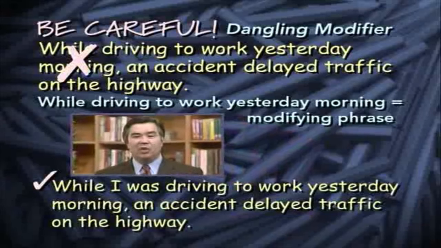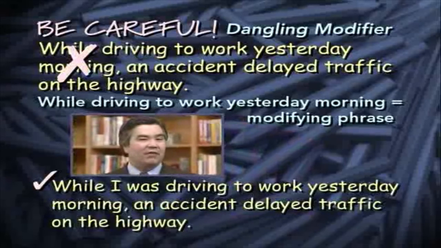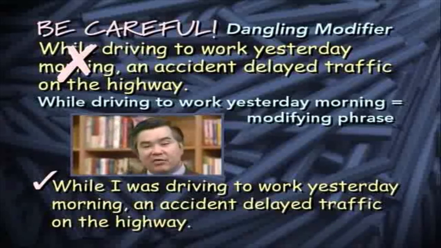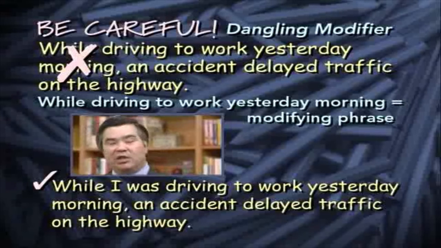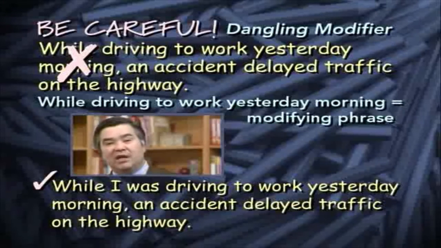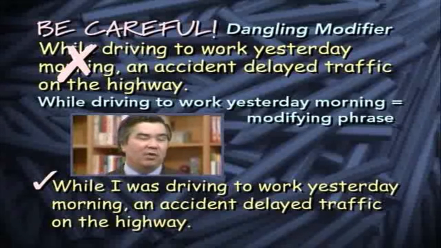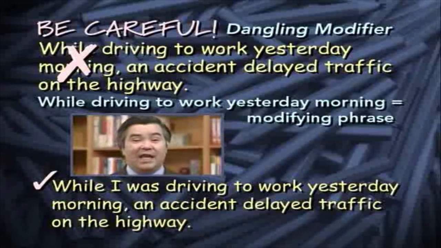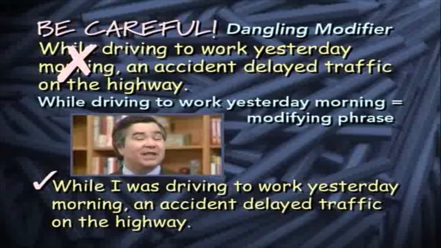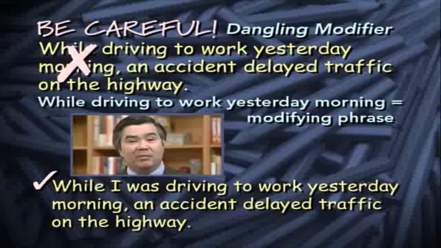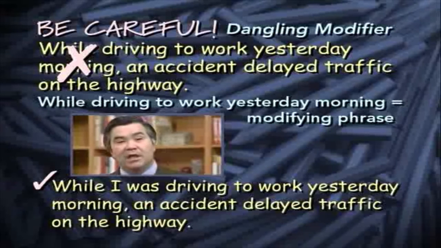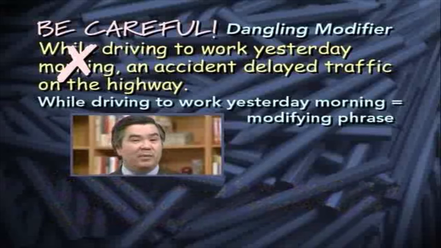"While I was driving to work yesterday morning, an accident delayed traffic on the highway." Notice that we've now taken the modifying phrase, while driving to work yesterday morning, and turned it into a clause with the complete subject and verb, I was driving: while I was driving to work yesterday morning. Notice that it's no longer unclear who is being referred to in that phrase, driving to work yesterday morning. Now, it's obvious that I'm the one who was doing the driving, and therefore turning this into a subordinate clause makes it perfectly clear and solves the problem of the dangling modifier. Another way of solving the problem would be as follows.